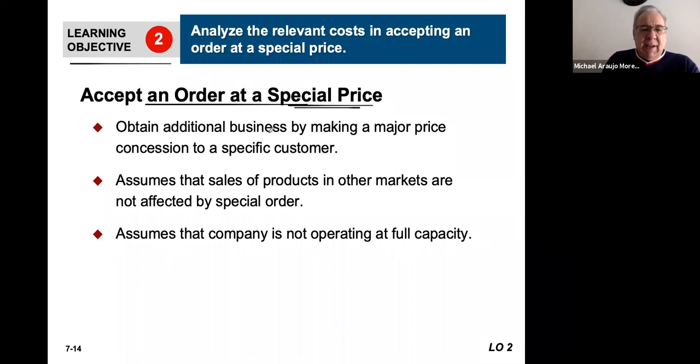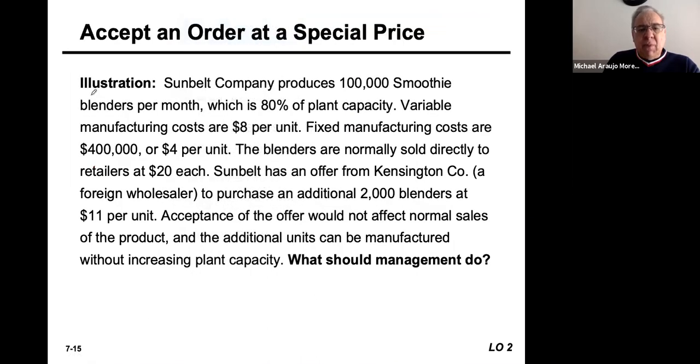So again, the additional business would be nice, right? You have to assume that your sales of all your other products are not affected by this order. And you also have to assume that your factory is not at full capacity. You actually have the capacity to make extra stuff. So what if you do? Well, let's take a look.